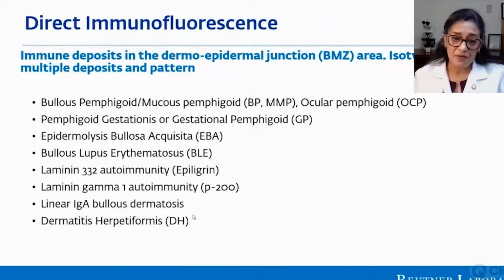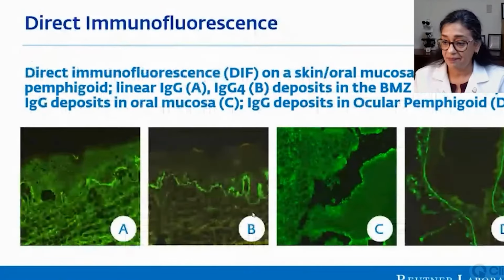So DIF remains the gold standard and the first step in the lab diagnosis of this group of diseases. The isotype of the immunoglobulin and the presence of multiple or single immune deposits and the pattern should be considered when we want to diagnose this group of diseases.